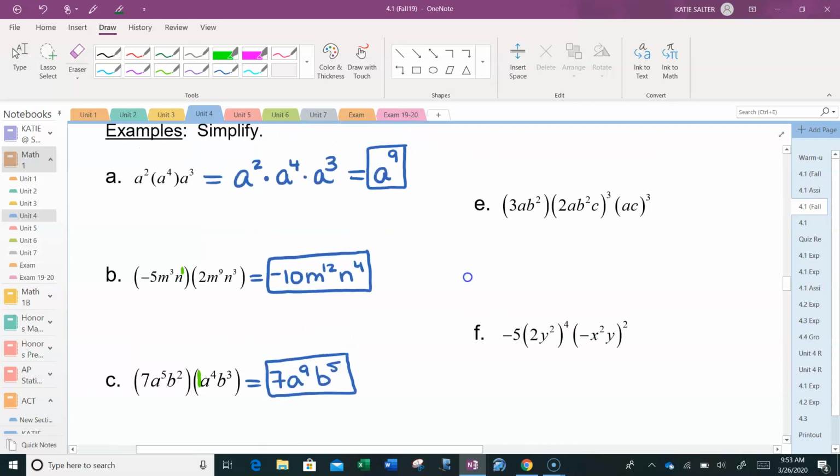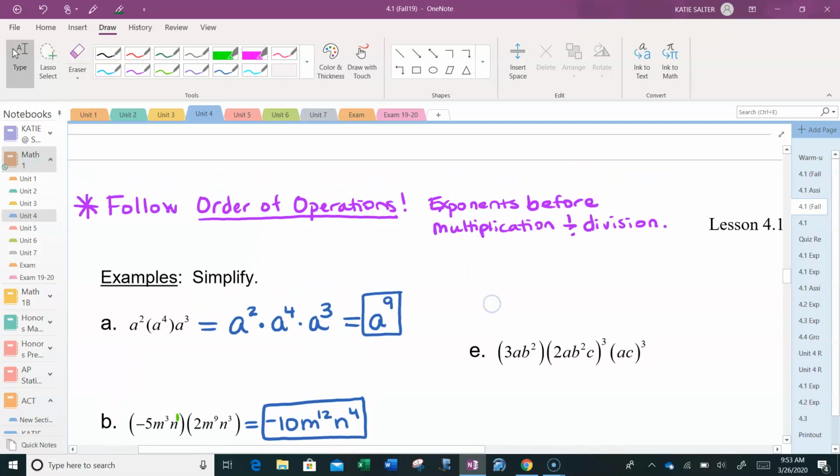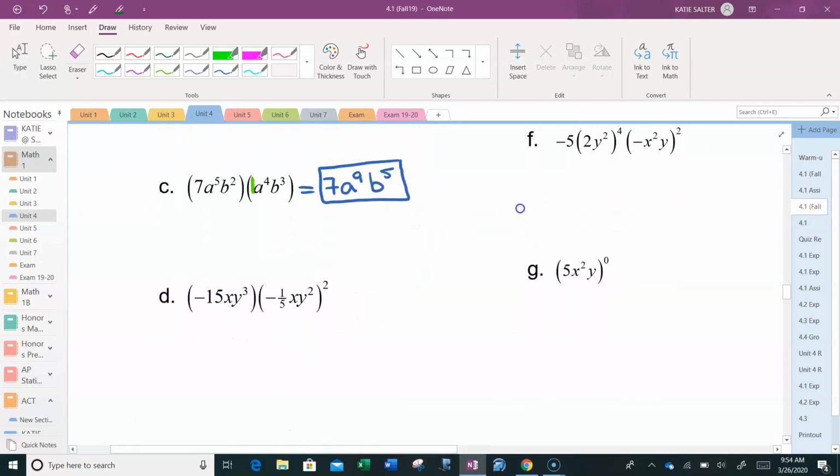All right, something I want you to realize is that when you do these order of operations exponent problems, always follow order of operations, except for when it's raised to the 0 power. That's the only time I would ignore it. So make sure you are taking care of your exponents before multiplication and division. So let's look at this next problem down here.